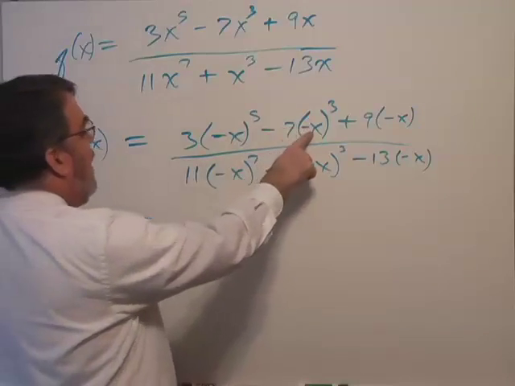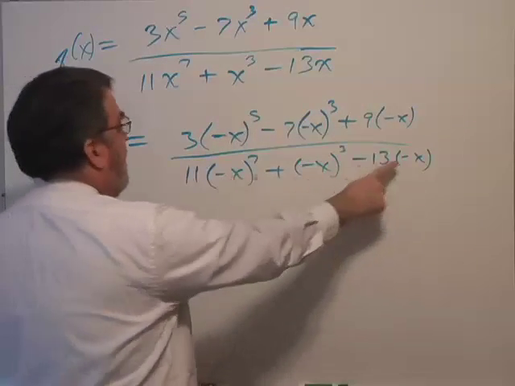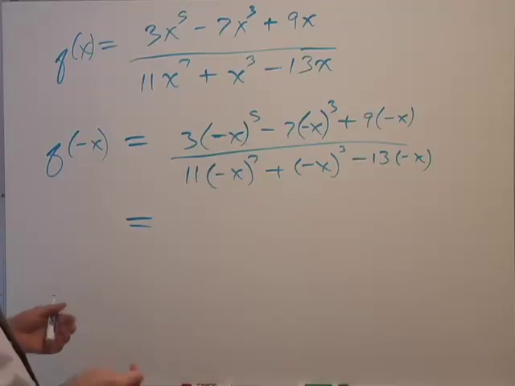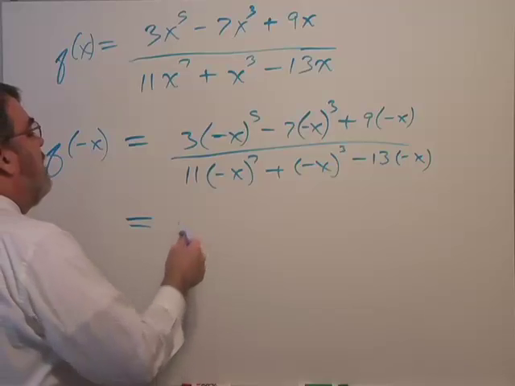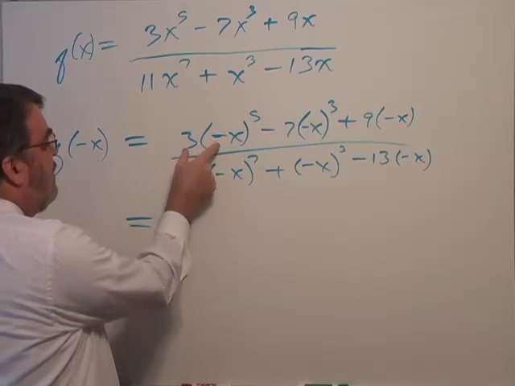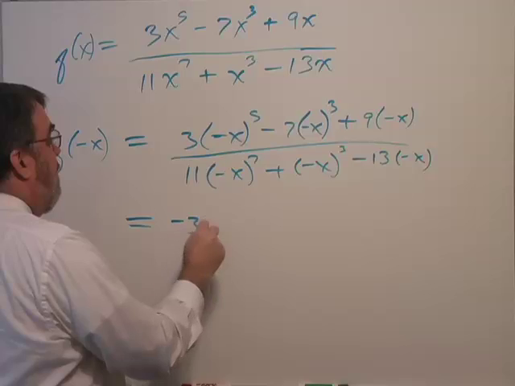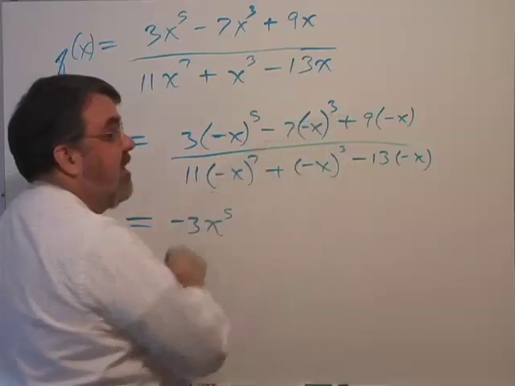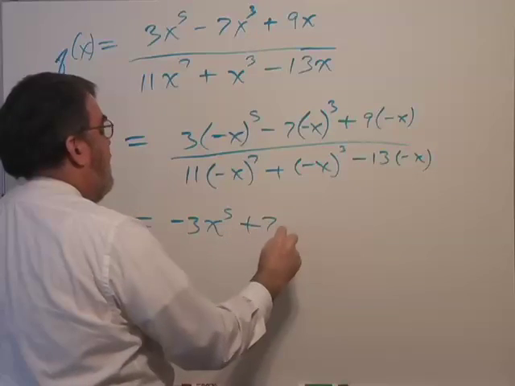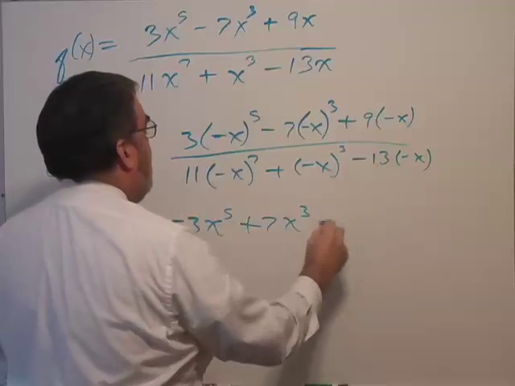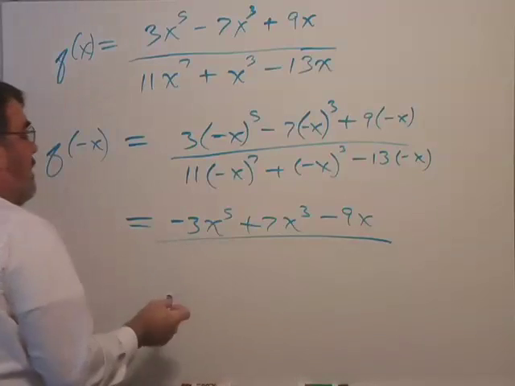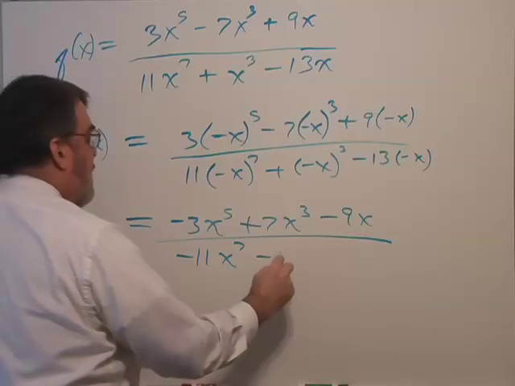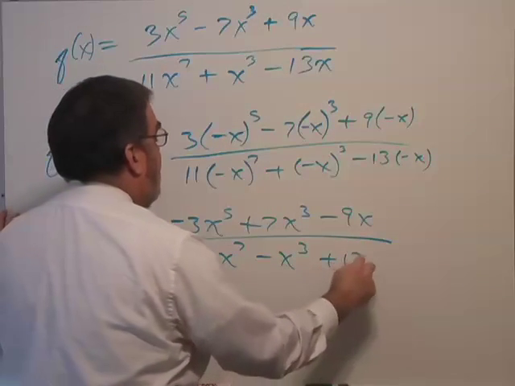Each of these powers will give us a negative. For example, negative x to the fifth is negative x to the fifth, because we have an odd power. So this term becomes minus 3x to the fifth. This one is negative x cubed times negative 7, so I have a plus 7x to the third. Here I've got minus 9x. And all the way down the line here, negative 11x to the seventh minus x cubed plus 13x.